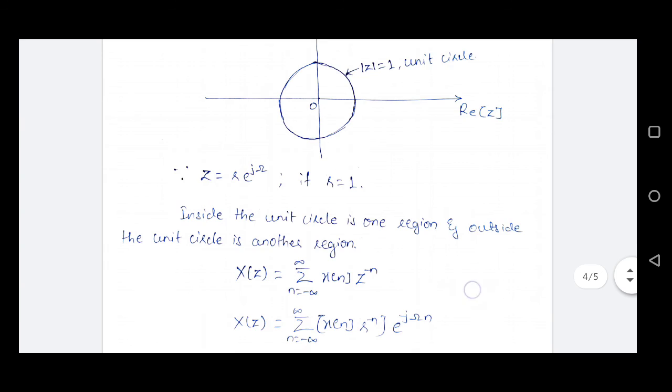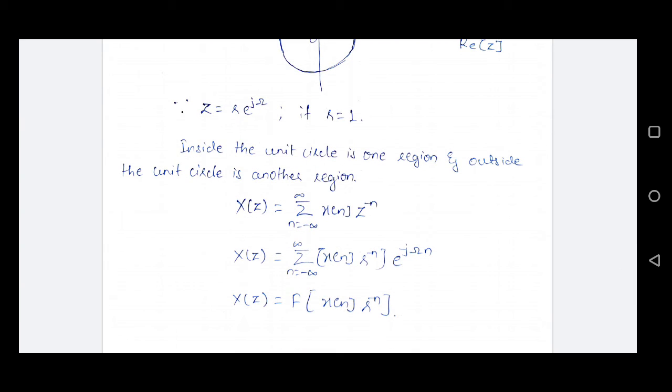So the Z transform is defined as X of z equals summation n from minus infinity to plus infinity x of n z to the power minus n. If we use z equals r e to the power j omega in place of z, then we can rewrite it as X of z equals summation n from minus infinity to plus infinity x of n r to the power minus n e to the power minus j omega n. If you look at the summation, it is the discrete time Fourier transform of the signal x of n r to the power minus n.